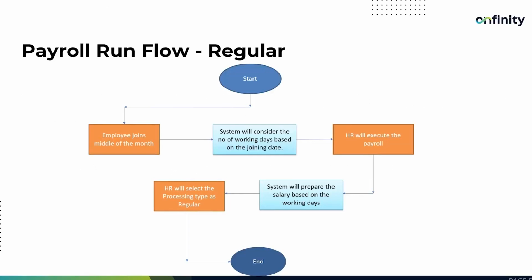As the payroll process gets underway, the user needs to initiate the process, especially considering employees who joined mid-month. The system will then use the number of working days defined in the system as the basis for calculation. HR will then proceed with executing the payroll run and will select the processing type as regular. In this regular processing flow, the system will calculate the payroll and salaries for all employees working in the organization based on their eligibility and attendance. Based on that calculation, the payroll processing for the period is completed.